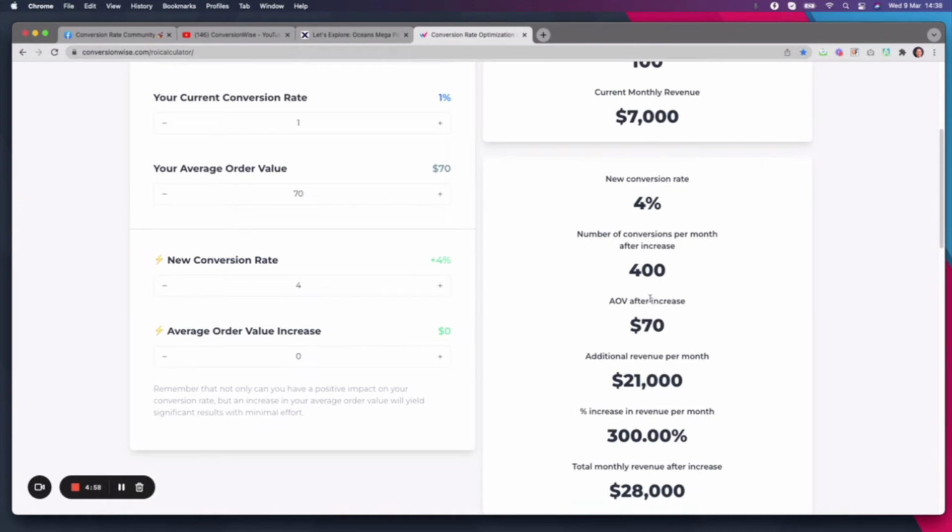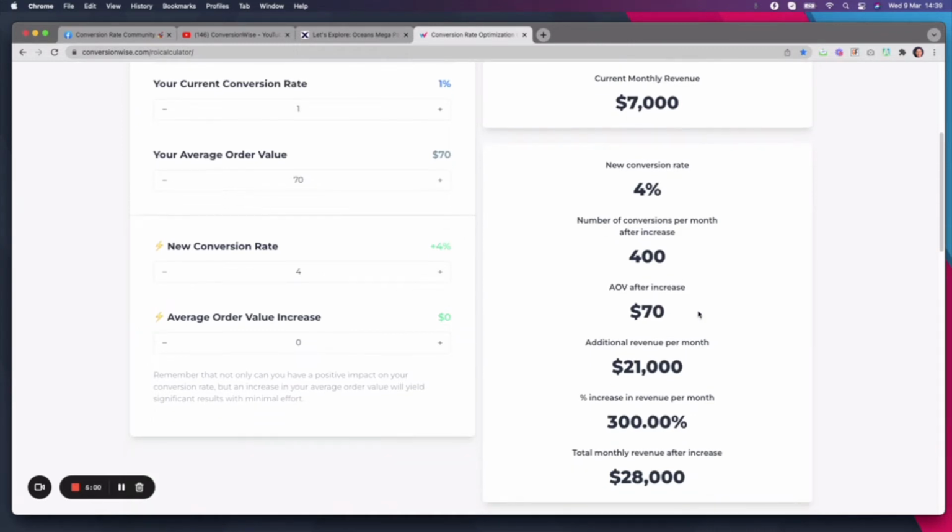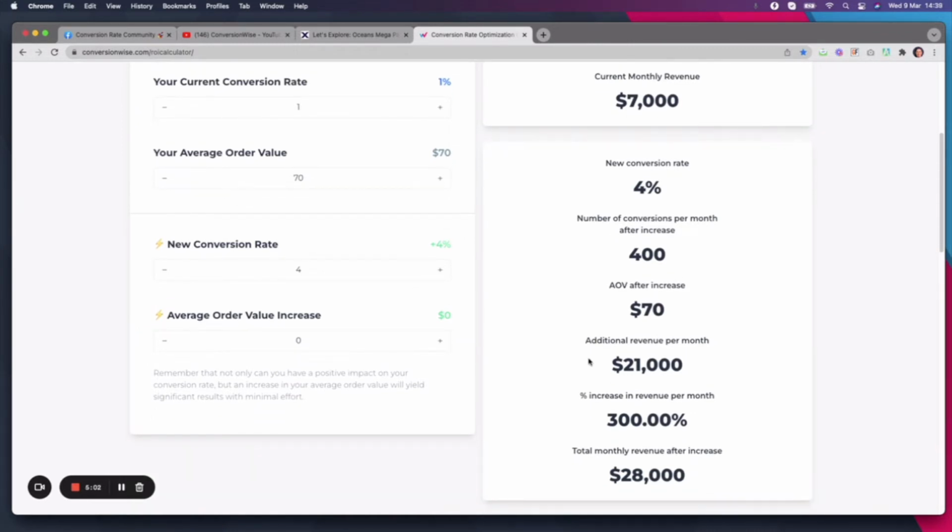We've not touched the AOV, guys, but you've got an additional revenue of $21,000. That's a 300% increase in revenue, 300% increase in your conversion rate. And this gives you that additional revenue. So your total revenue is now $28,000.